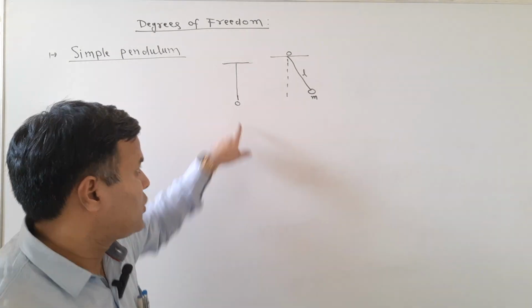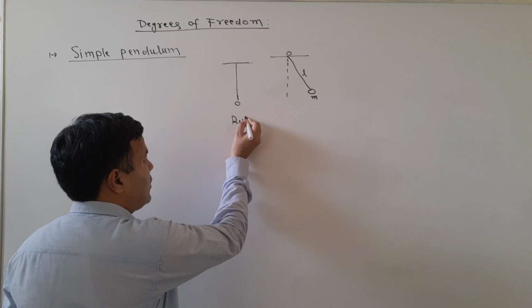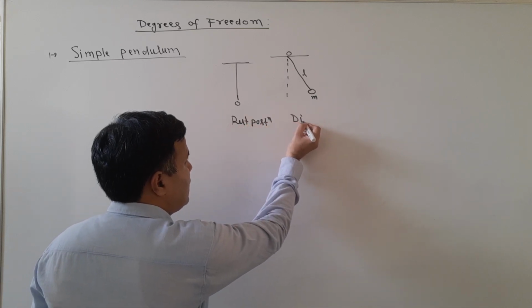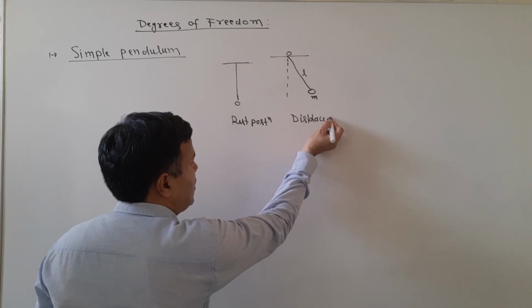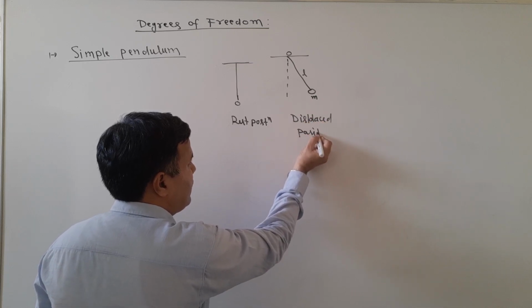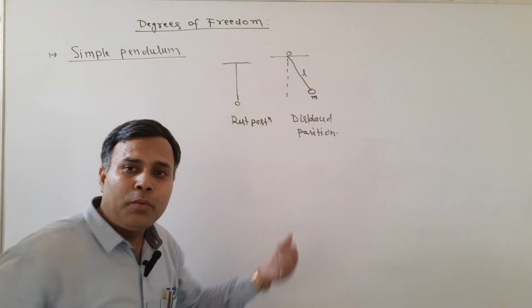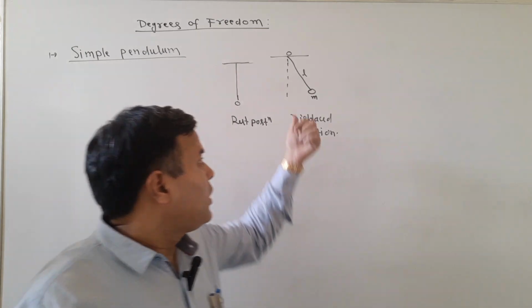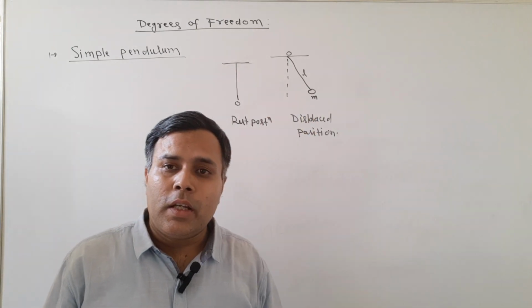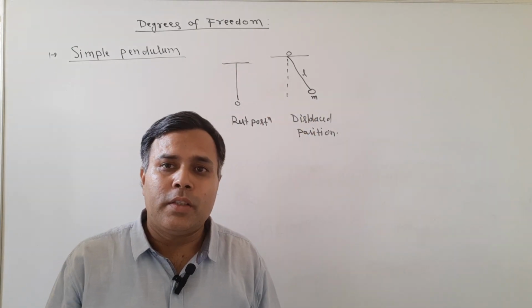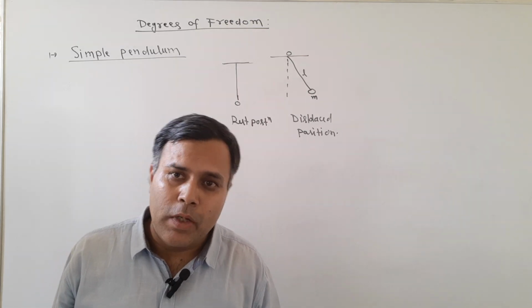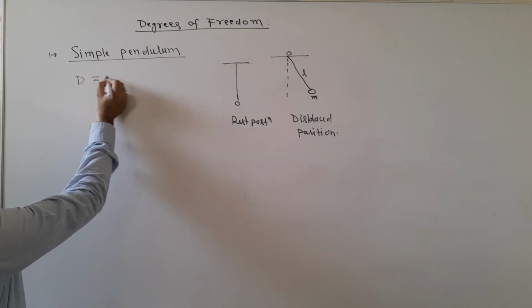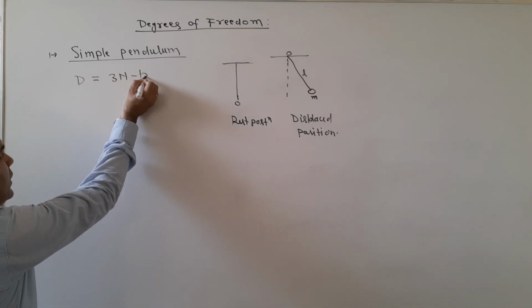Now, this is the rest position, and this is the displaced position. So we will find out the degree of freedom corresponding to this physical system. Degree of freedom is the number of independent ways the particle can have motion, and mathematically it is defined as d, simply d is 3n minus k.